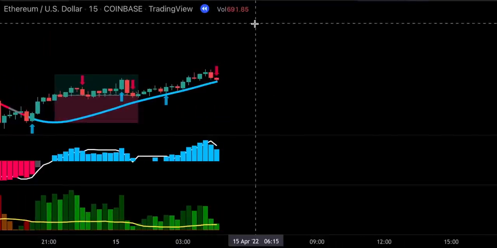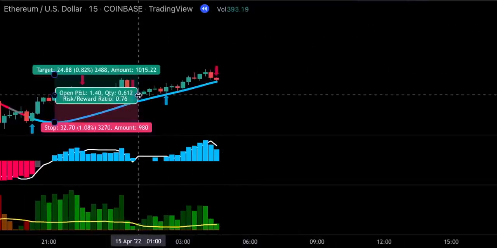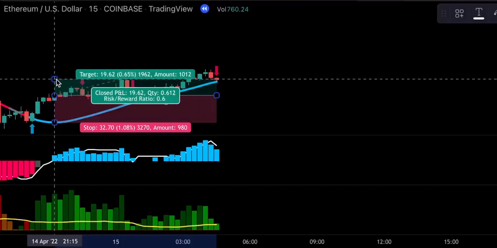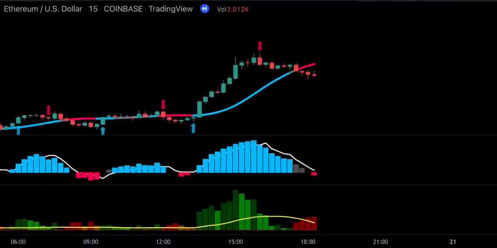Okay, so we finally had a valid exit signal. We see our risk to reward ratio is 0.6, and since we're risking 2% of our account per trade, on this particular trade we could have made 1.2% profit. Now let me give you an example where you could have made a lot of money on a single trade.